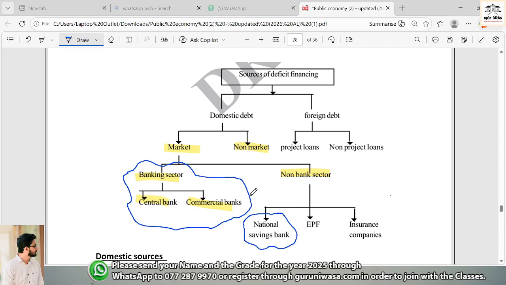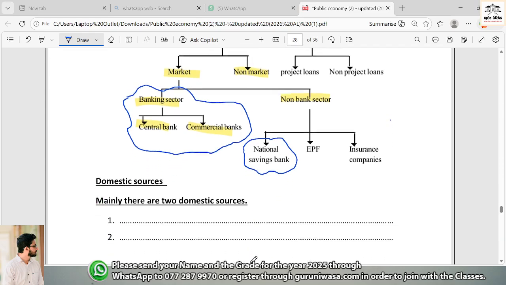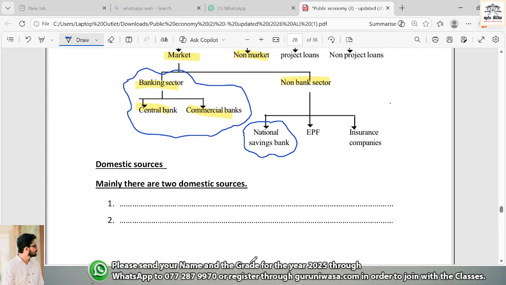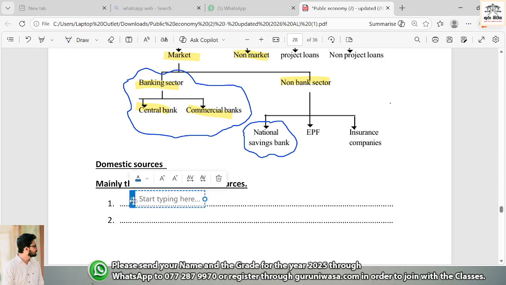Right. Next one, domestic sources. Mainly, there are two domestic sources. What are the domestic sources? You can write it down. Market and non-market. Write down: market sources and non-market.